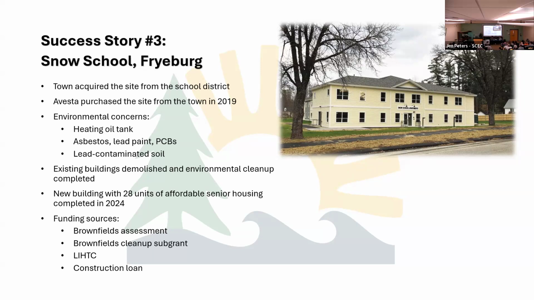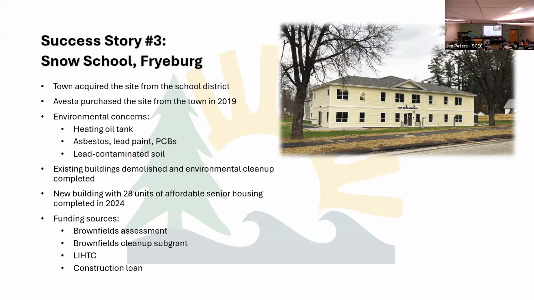But through a different regional entity's brownfields assessment program, we reviewed the information for the site, did some sampling, and discovered that there was a heating oil tank still in the ground that required removal. And the old buildings had asbestos, lead paint, and PCBs, or polychlorinated biphenyls, which are often found in older window caulking, things of that nature. And there was lead contaminated soil around the larger building.